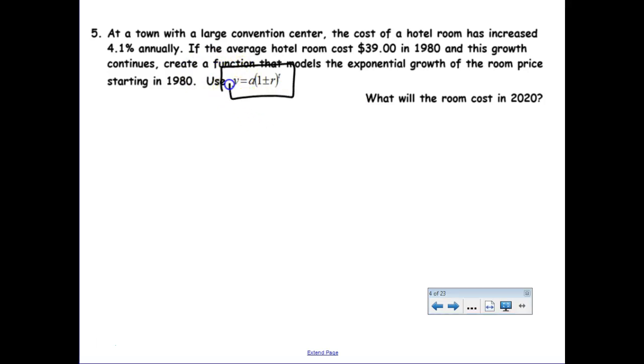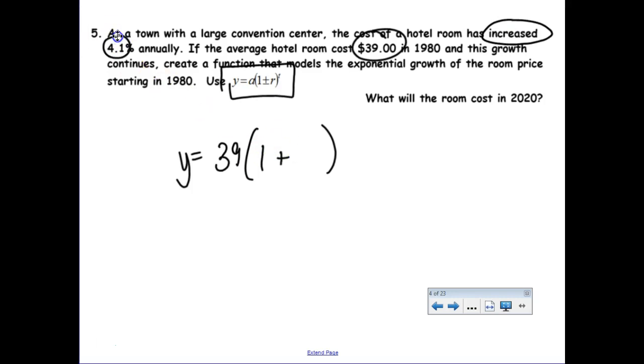Alright, here's your function. They want us to build the function first. So remember the number in front represents the original cost, or the original amount, which is $39 in 1980. So they're pretending like time starts in 1980. And then the formula, you either add or subtract the rate, depending on whether it's increasing or decreasing, and it says here it's increasing. So increasing, careful with the 4.1% though, guys. 4.1%, if you're not sure what decimal that is, go ahead and divide it by 100, and you get 0.041. I don't even need you to simplify this, guys. You can just leave it t, x, whatever power you want.